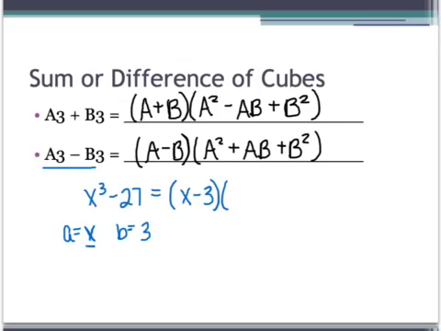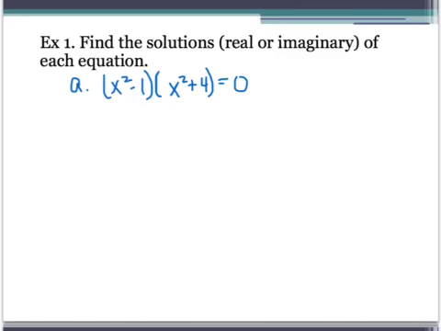Okay, then I square my a term. So I have x squared. Multiply your a and b together. And I want to do the opposite sign that I just used in the previous parenthesis. x times 3 is 3x. And then I want to square my b term. 3 squared is 9. And I'm done.